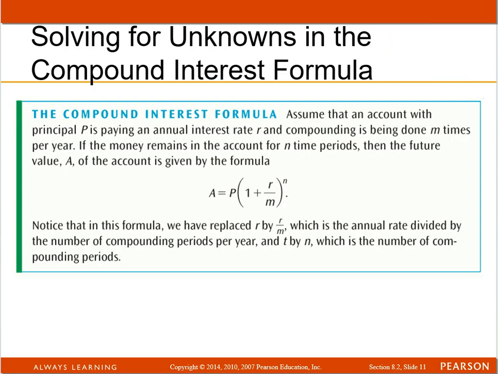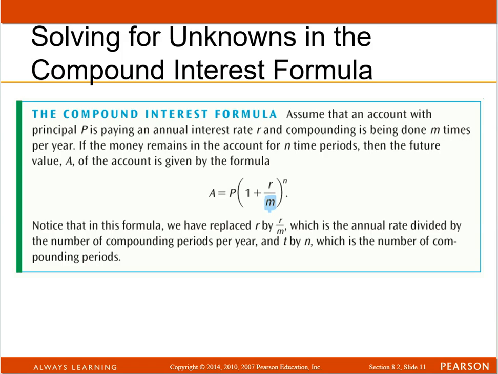Now, the formula that you will need for compound interest is this one. It's obnoxious. It says A equals P times, in parentheses, 1 plus R divided by M. And M, let me get we'll go lighter blue on this.